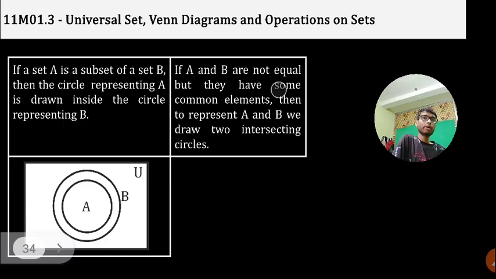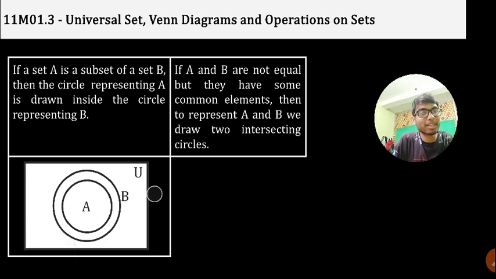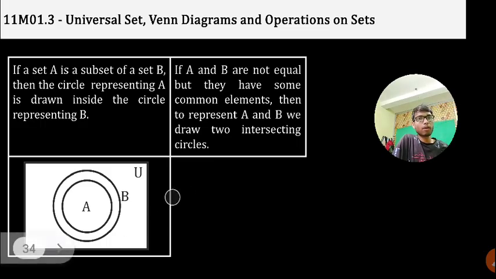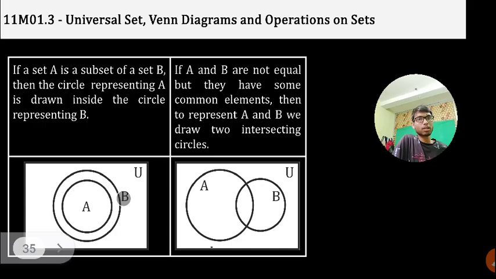If A and B are not equal but they have some common elements, then to represent A and B we draw two intersecting circles. Here you can see it is telling you that there are common things. Both are not equal.